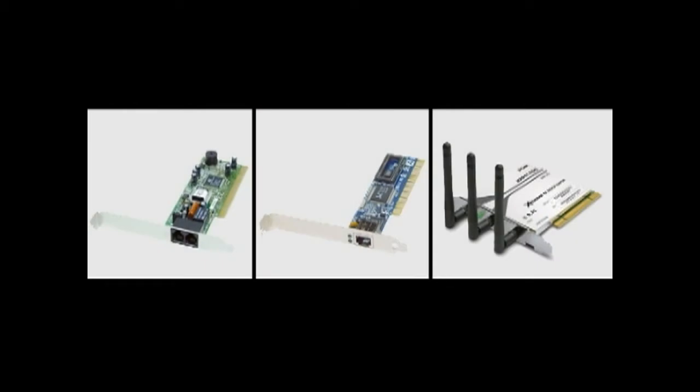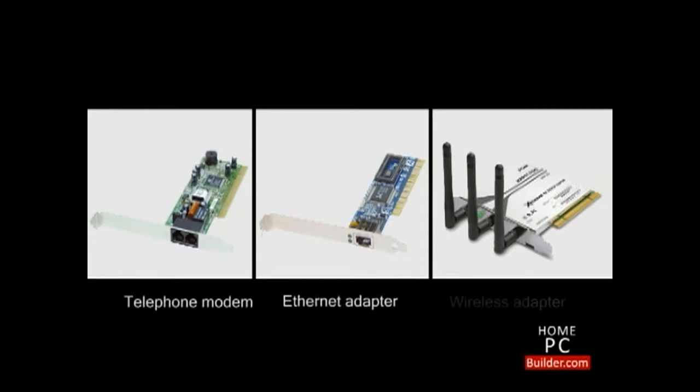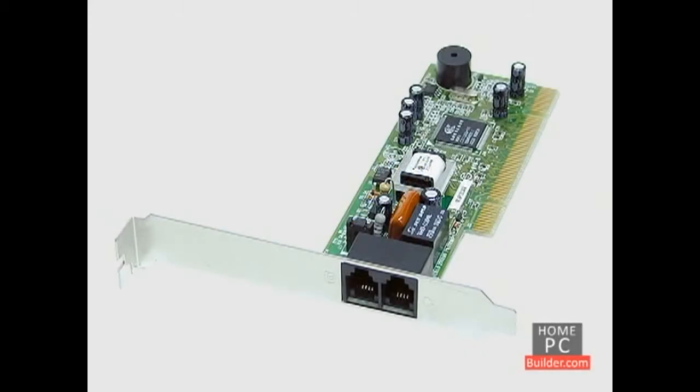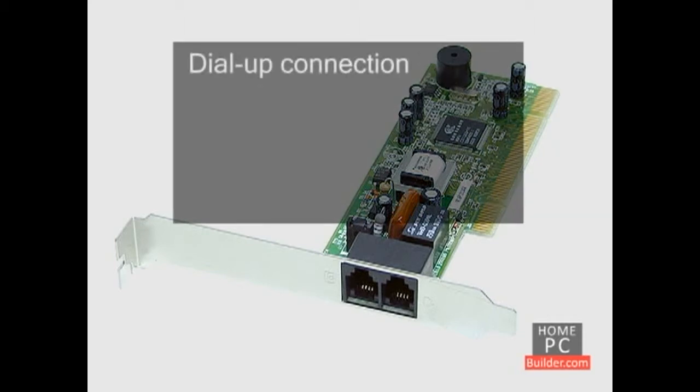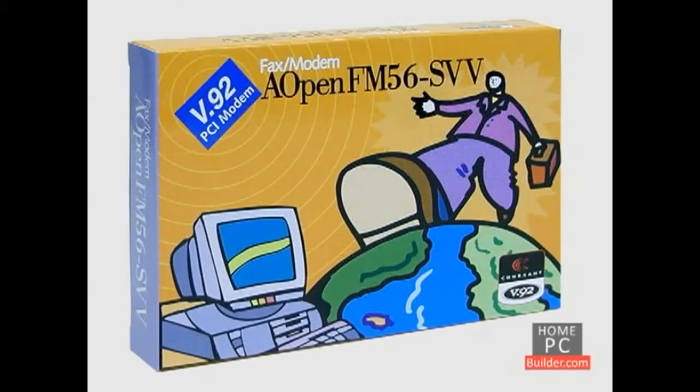In order to connect to the Internet, you'll need a telephone modem, an Ethernet adapter, or a wireless adapter in your computer. A telephone connection to the Internet is known as a dial-up connection. This is the cheapest way to connect, but it's also the slowest. For a telephone line modem, look for the V.92 spec, which will make sure you get the fastest connection available.